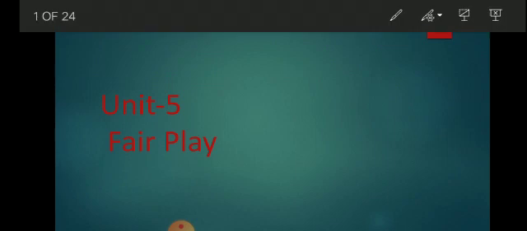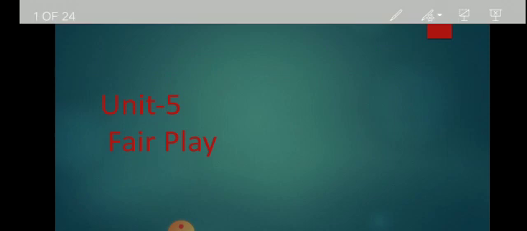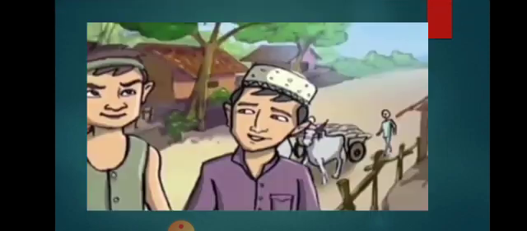Okay, now we will see that story. What is fair play? Now read the story on being fair. There are two characters in the story, Juman Sheikh and Algu Chaudhry. They were good friends. They were strong in their bond of friendship.